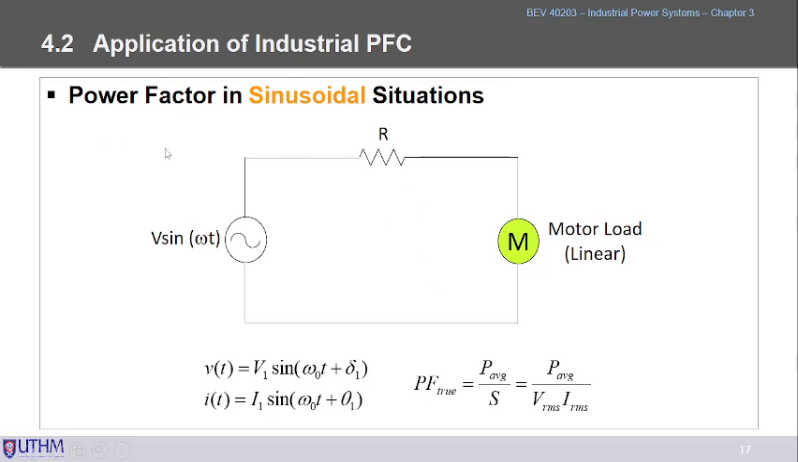Okay, we look at the power factor. How is the power factor in the sinusoidal condition, I mean in the ideal conditions? We have the R, then we have the motor load here. The motor load is also in the linear condition. It's linear. That means when you plot the graph of R and X, it will produce a linear, straight line.